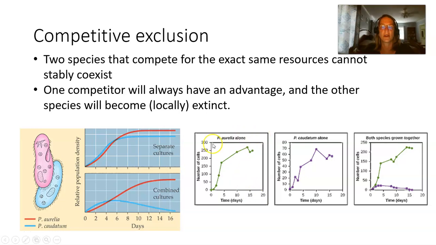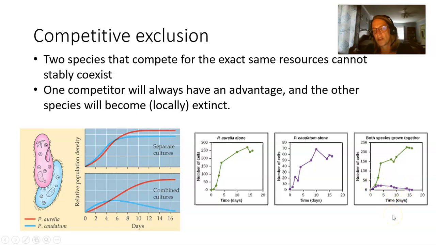So here's another, it's basically the exact same experiment, but it's showing the numbers. So here's P. aurelia alone. Again, you've got this population growth, and then they're doing pretty well by themselves. P. caudatum, population growth, doing pretty well by themselves. And then here, when you put them together, aurelia does relatively well, and caudatum goes extinct.